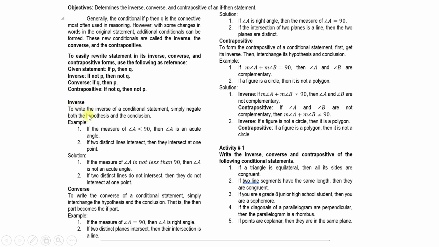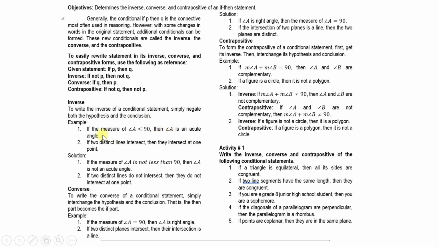Okay, inverse. To write the inverse of a conditional statement, simply negate both the hypothesis and the conclusion. If you can still remember sa atong previous nga discussion, if we say hypothesis, mao to ang P. So katong naay tag P, mao to ang hypothesis, then katong naay Q, mao to ang conclusion. Example, if the measure of angle A is less than 90, then angle A is an acute angle.